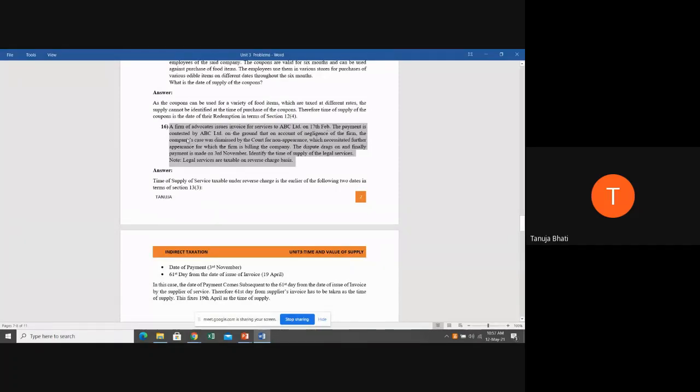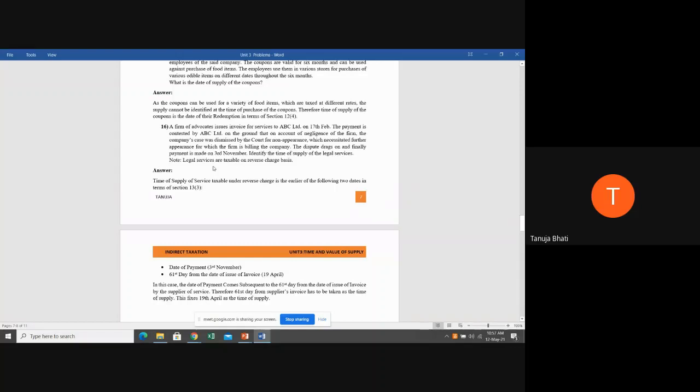The payment is contested by ABC Limited on the ground that on account of negligence of the firm, the company's case was dismissed by the court for non-appearance, which necessitated further appearance for which the firm is billing the company. The dispute drags on and finally payment is made on 3rd November. Identify the time of supply of legal services. Note, legal services are taxable under reverse charge.